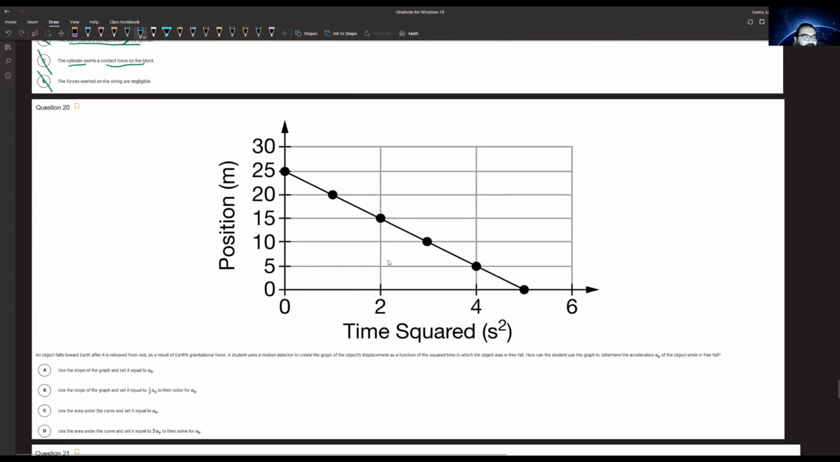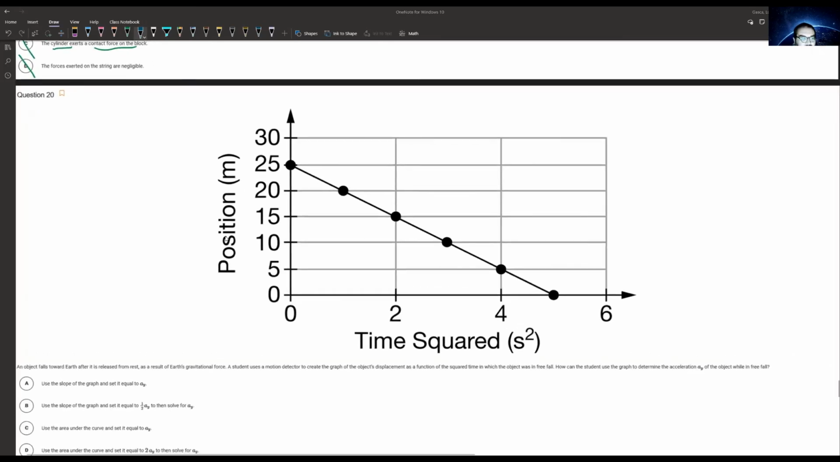All right, let's go to the next one. 20. We're almost there, guys. We have position versus time squared. An object falls towards the earth after it is released from rest as a result of Earth's gravitational force. A student uses a motion detector to create the graph of the object's displacement as a function of time squared, in which the object is in free fall. How can the student use the graph to determine the acceleration a_y of the object while it is in free fall? So let's go ahead and relaunch the polling. Let's zoom in. And this is only one correct, so I'll just choose.